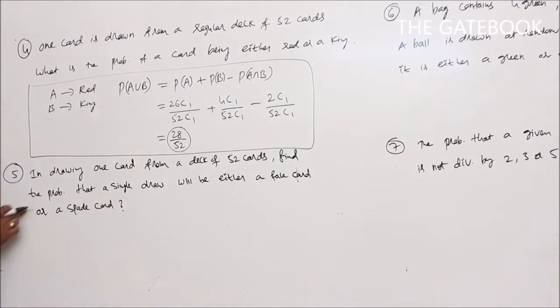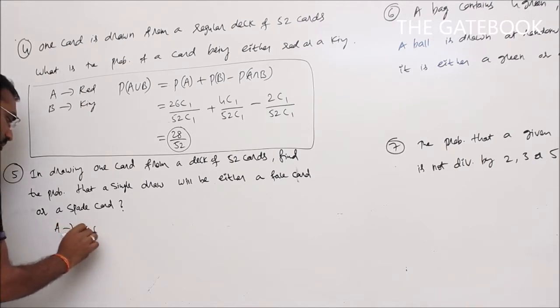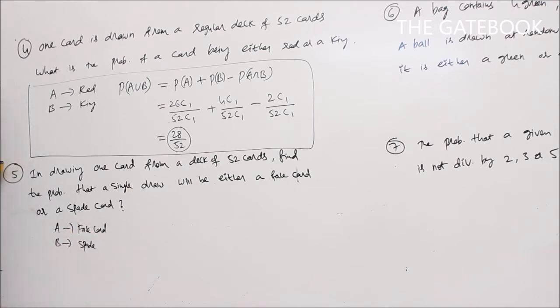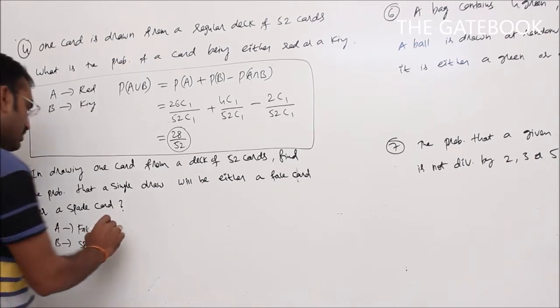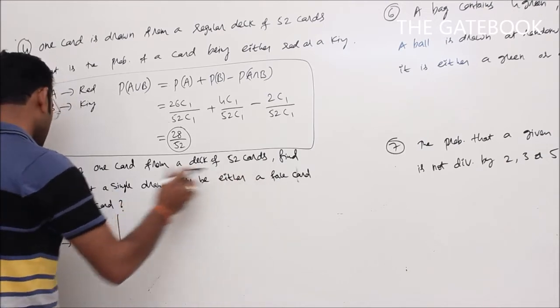Now, see that fifth question. In drawing one card from a deck of 52 cards, find the probability that a single draw will be either a face card or a spade card. So here let A be the event of getting a face card and B be the event of getting a spade card. We require either a face or spade card.